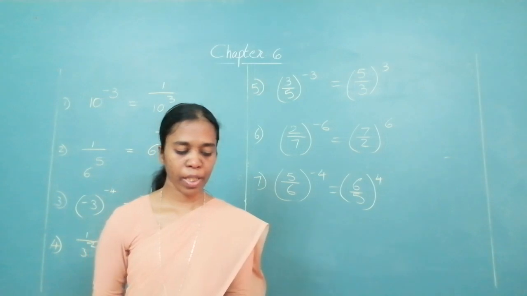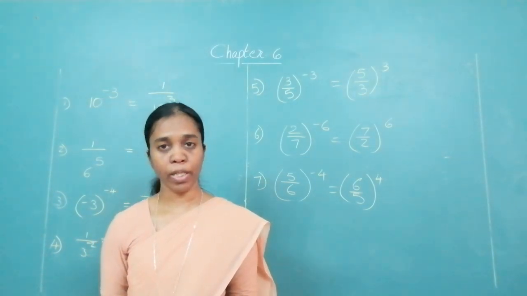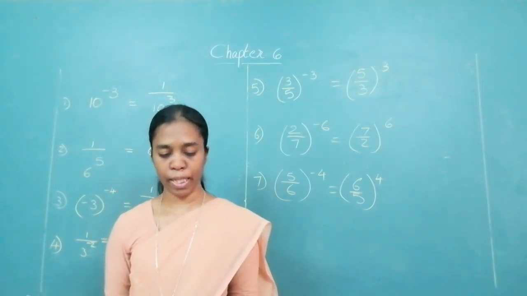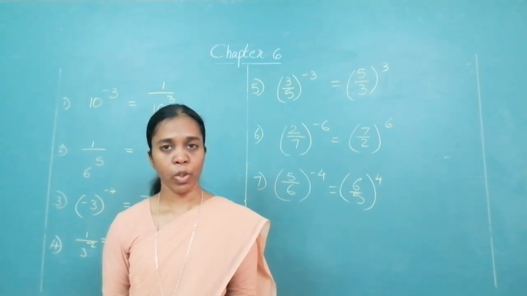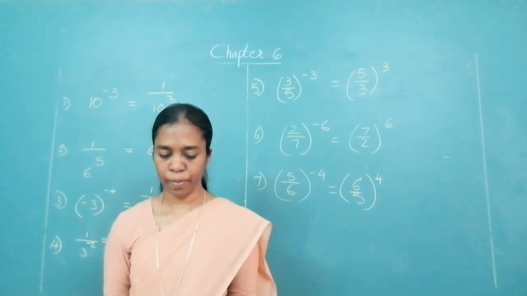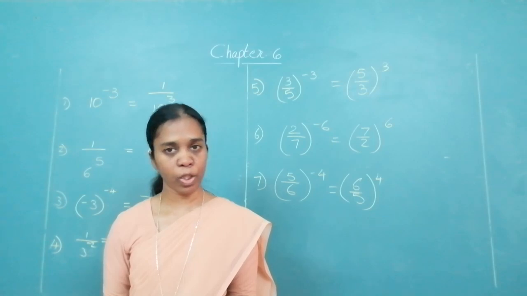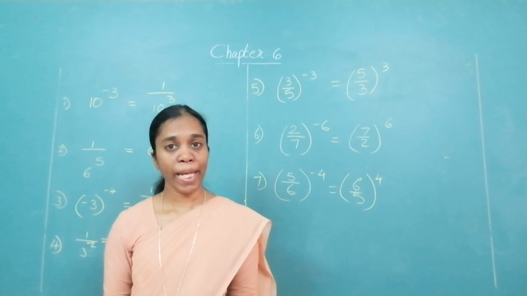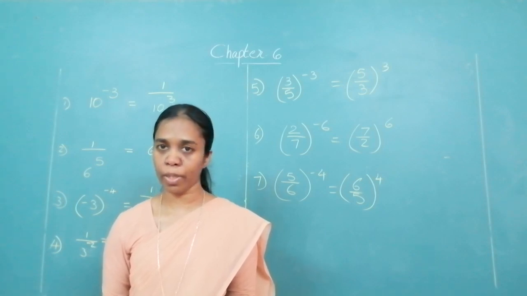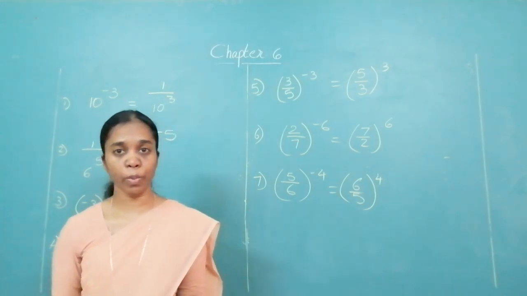Okay. First one, a raised to m into a raised to n is equal to a raised to m plus n. A raised to m divided by a raised to n is equal to a raised to m minus n. A raised to 0 is equal to 1. A raised to minus m is equal to 1 upon a raised to m. That is how we convert the index into a positive number.